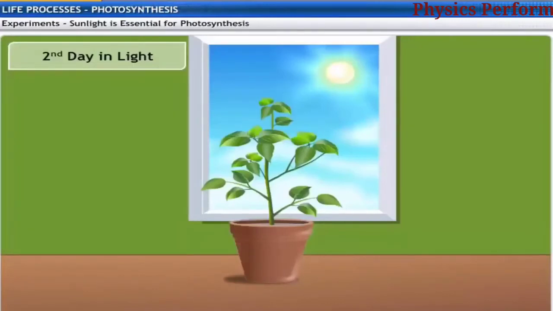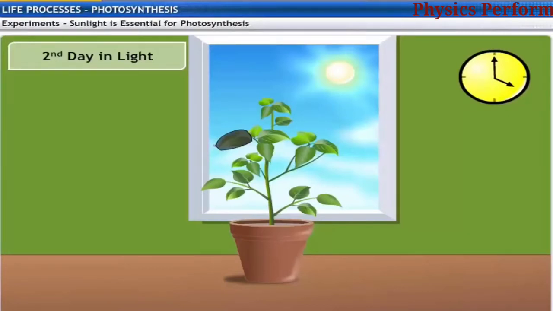Well, actually sunlight is essential for the process of photosynthesis. Let's try this experiment to prove it. Select two leaves of approximately the same size from a healthy potted plant. Cover one of the leaves with a black card as shown in the diagram. Place the potted plant in sunlight for several hours.